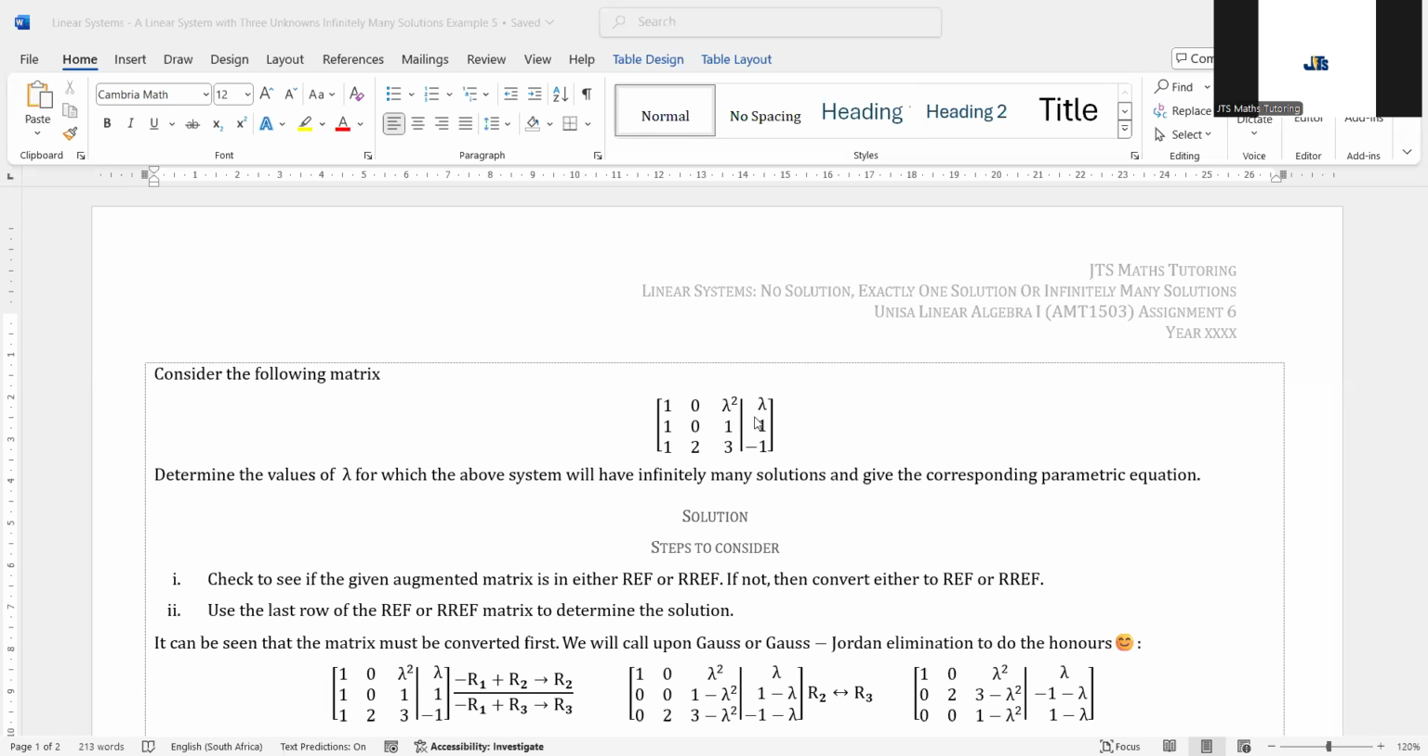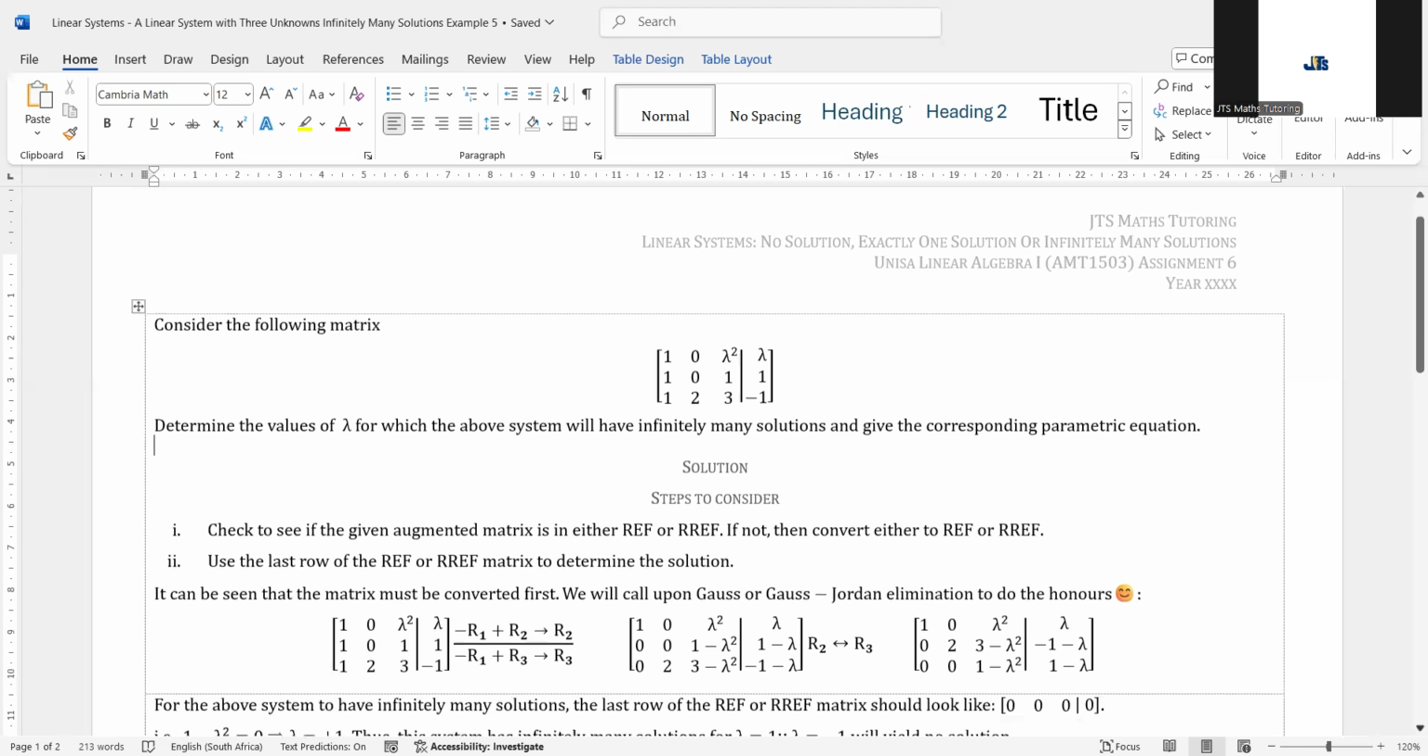First things first, check if what we are given here is in reduced row echelon form or row echelon form. You can clearly see that it is not in row echelon form or reduced row echelon form, which is what we are going to do next. Then use the last row of the final augmented matrix, whether in row echelon form or reduced row echelon form, to determine the solution, which is what I've already done for you here, guys. You can just confirm those row operations.